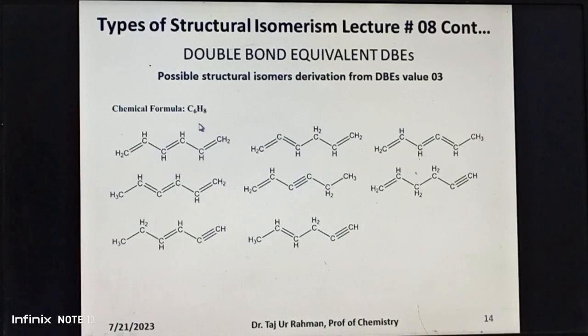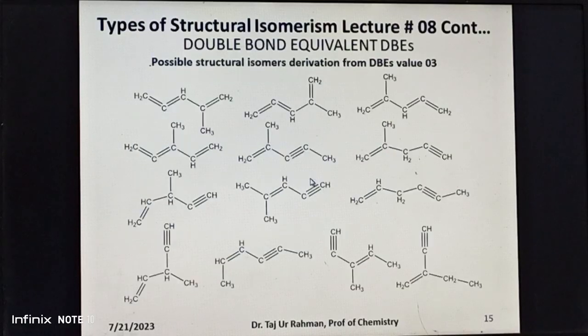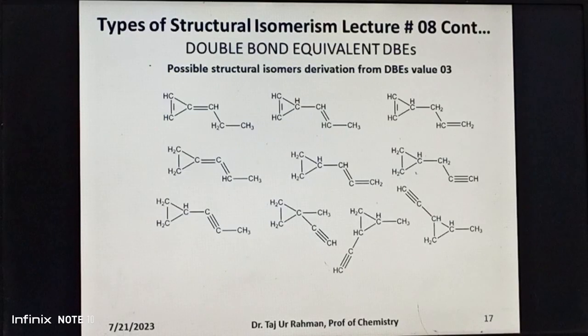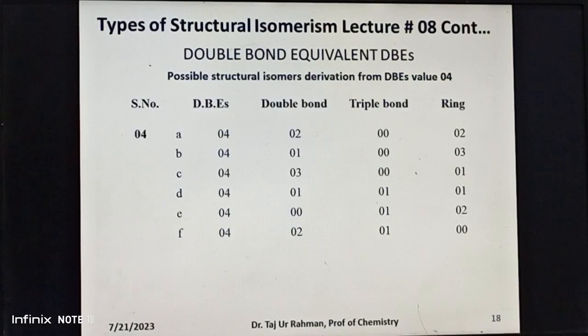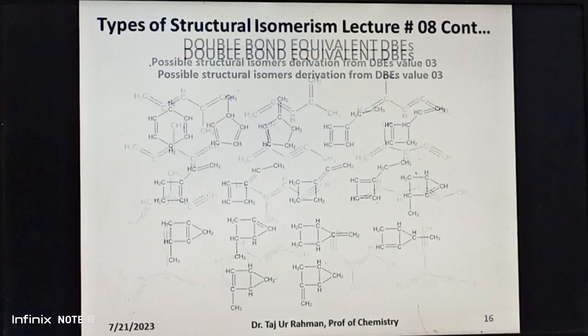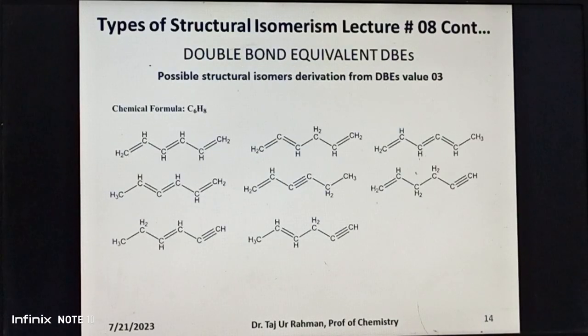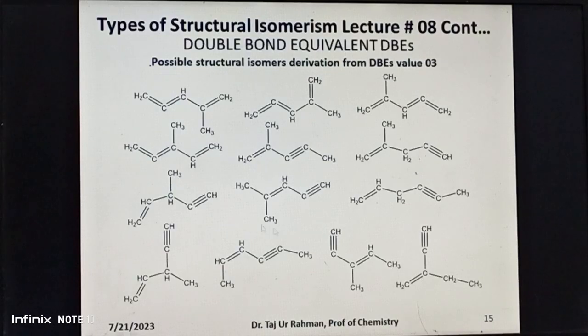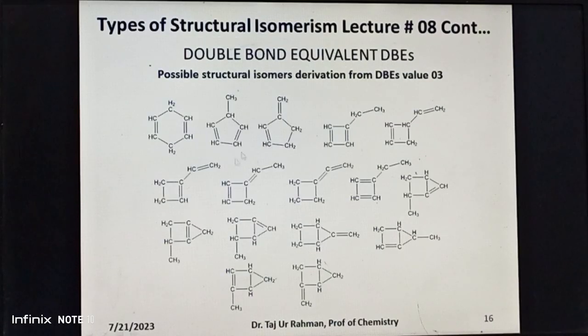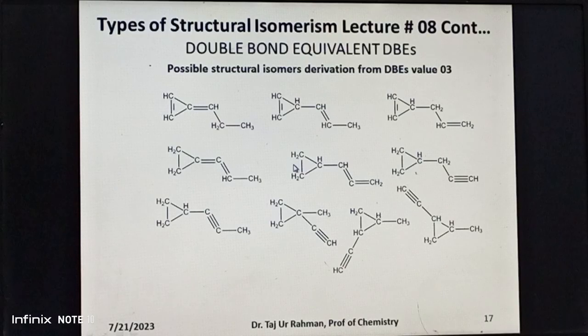Look at this molecular formula C6H8 with DBE value of 3. A total of 47 possible structural isomers have been drawn from this molecular formula. Out of these 47 structural isomers, 21 are straight chain and the remaining 26 are cyclic in nature.